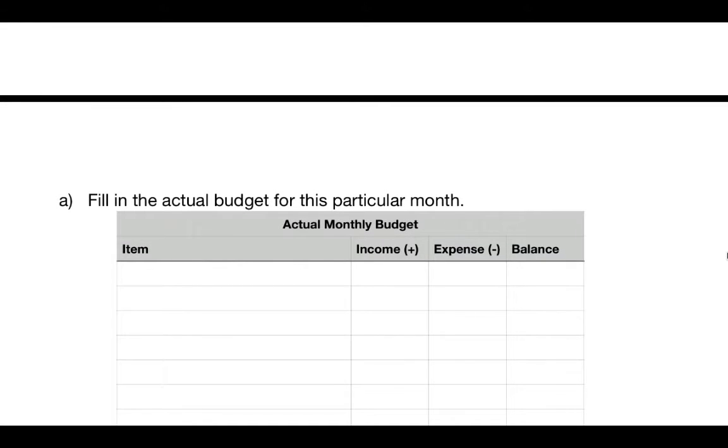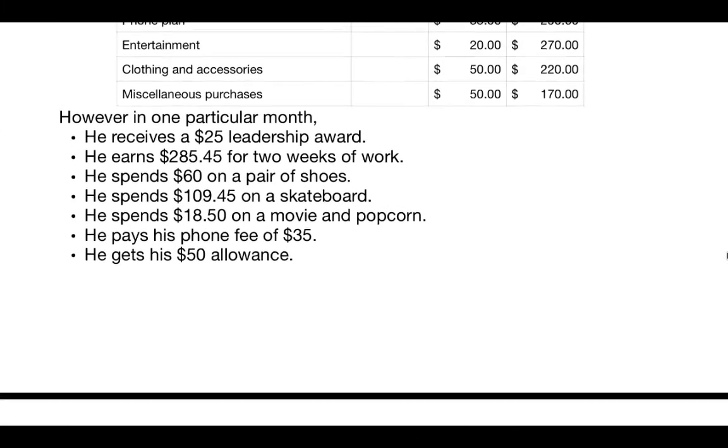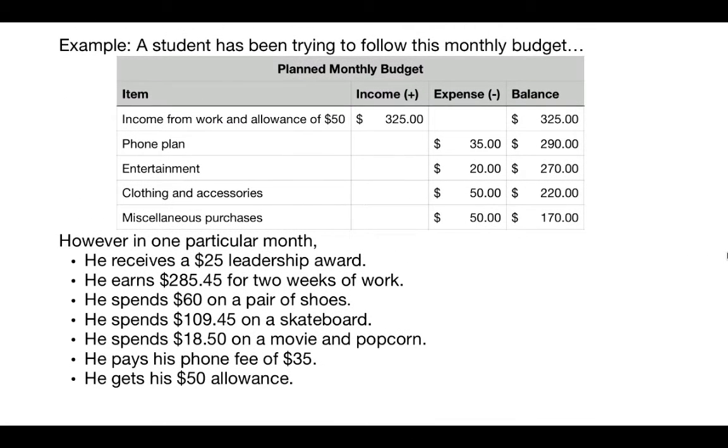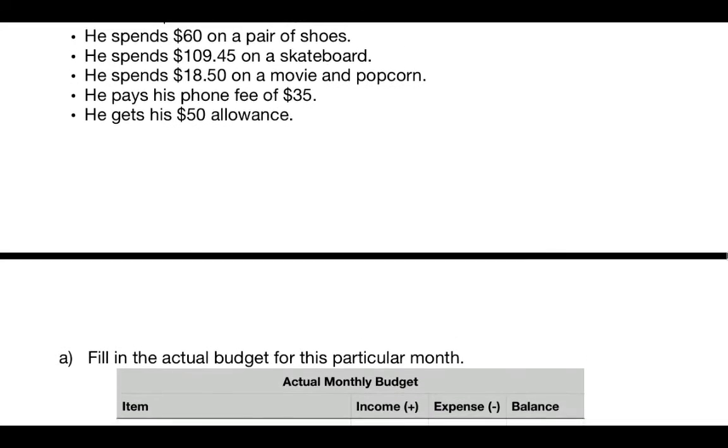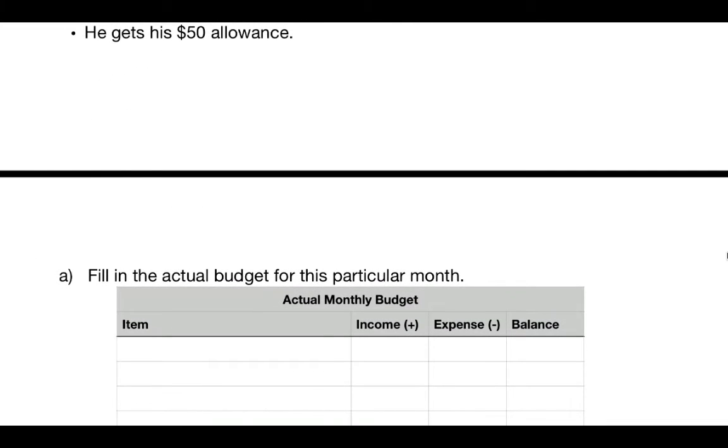bit of comparison between what actually happened and what they had planned for the monthly budget. So let's start with the leadership award. Okay, this person has a leadership award which earns them $25 of income. So far the balance is $25 in the positive.